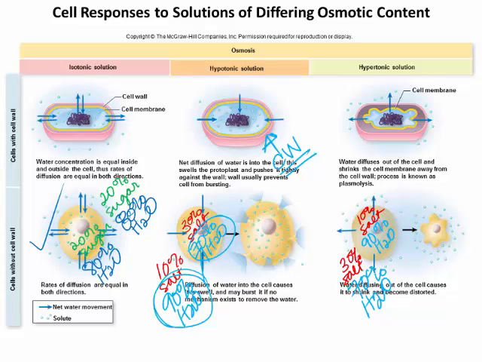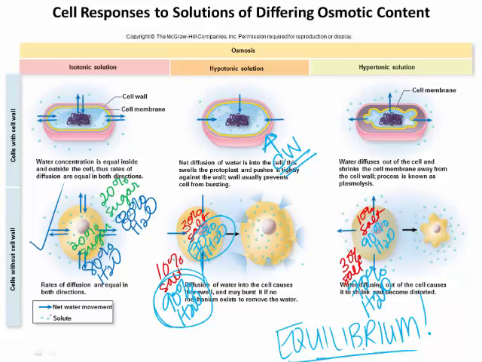What way will the water move? Well, it's going to move out because the water is attempting to bring these cells into equilibrium. So as this loses water, that salt concentration goes up. As this gains water, the salt concentration goes down. We're moving towards equilibrium. Draw yourself a picture.